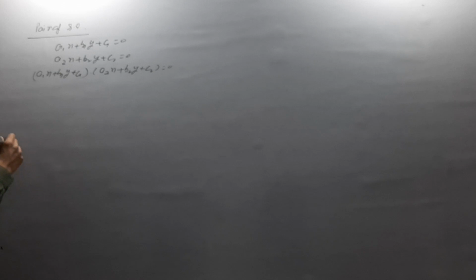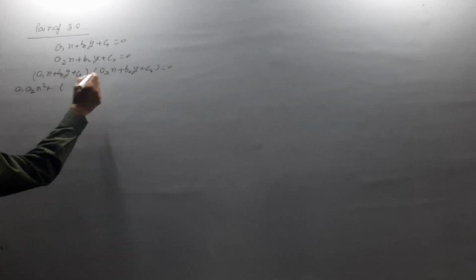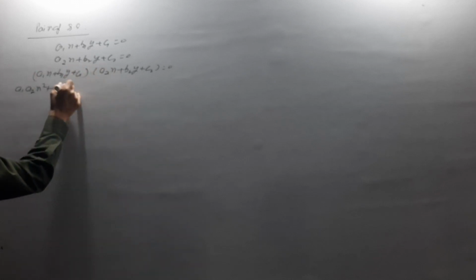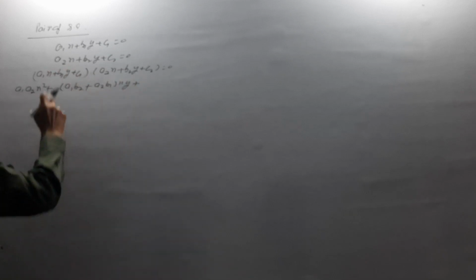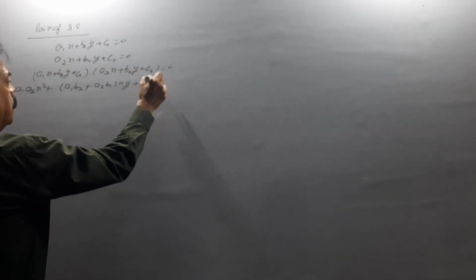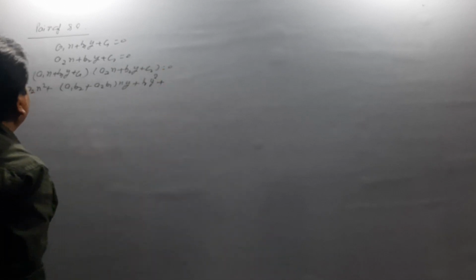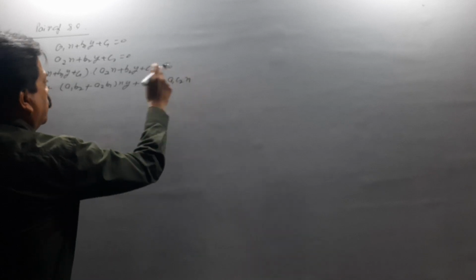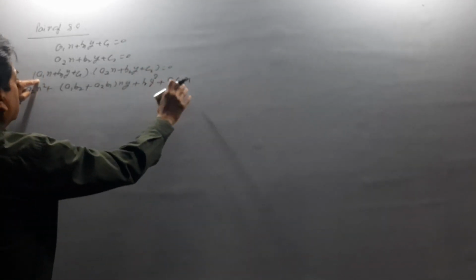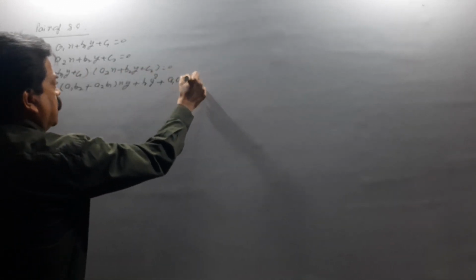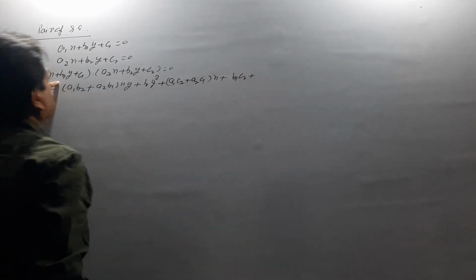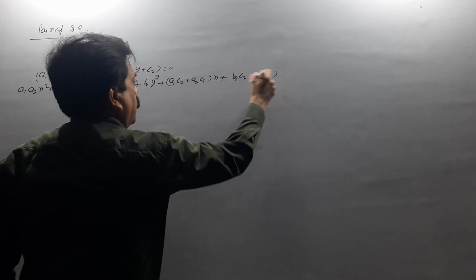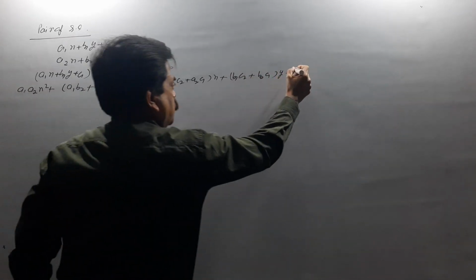If we multiply these two equations, we get a1a2 x square plus (a1b2 plus a2b1) xy plus b1b2 y square plus (a1c2 plus a2c1) x plus (b1c2 plus b2c1) y plus c1c2 equals 0.